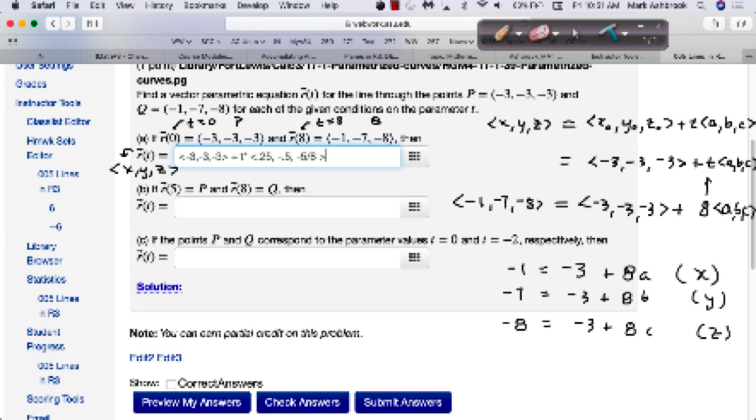So let's check it. If I put 0 in for t, I should get point P. Do I? Yep. R of 0, they're saying that when t is 0, you should get point P. When t is 8, you should get the point (-1, -7, -8). So plugging 8 in here, a quarter of 8 is 2, plus negative 3 is negative 1. That's good. 8 times negative a half is negative 4, plus negative 3 is negative 7. That's good. 8 times negative 5/8 is negative 5, minus 3 is negative 8.